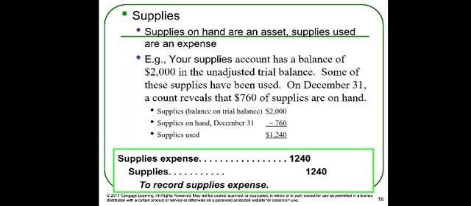The account that you credited here is the supplies account. Supplies account is an asset account. The account that you debit is supplies expense. So debit the supplies expense, credit the supplies asset. There are two accounts for supplies. Always remember, supplies expense and supplies asset.